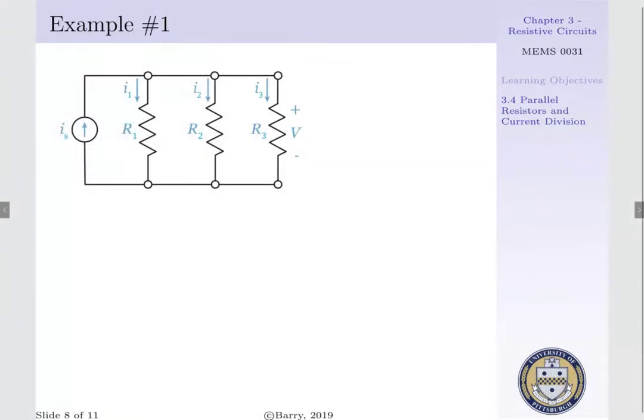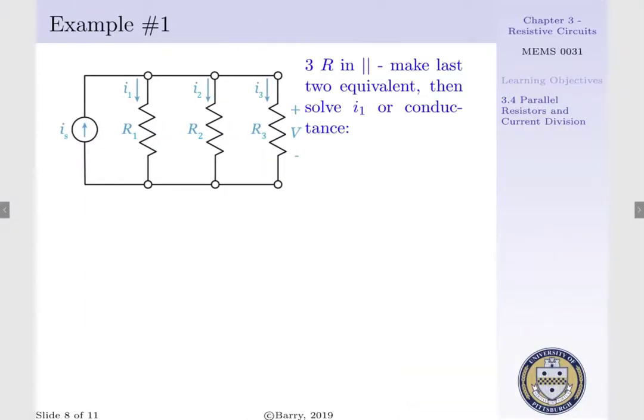To begin, we recognize our source, IS, is supplying current or a uniform voltage potential to R1, R2, and R3, which exist in a parallel configuration. Thus, we have three resistors in parallel. And there's two ways we can solve for our current.